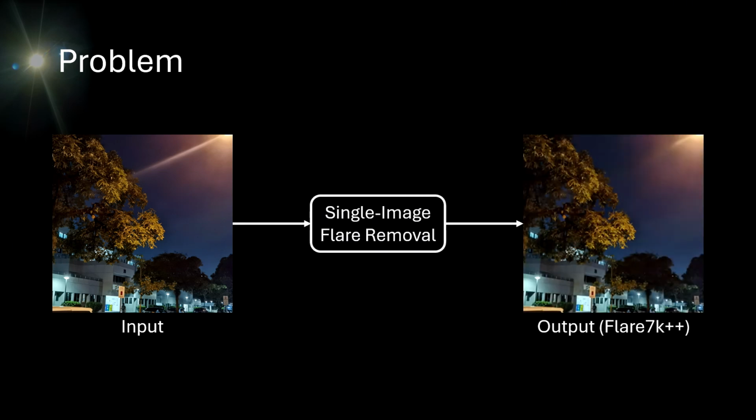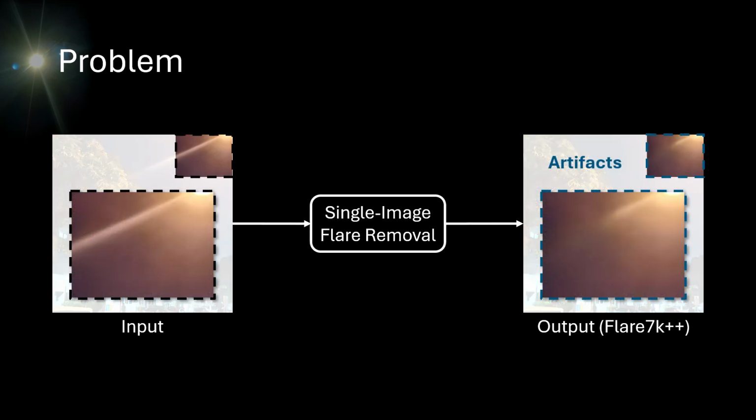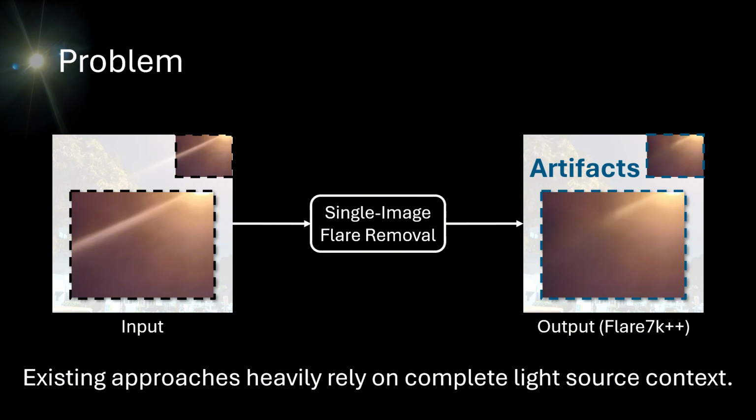However, while existing single-image flare removal models offer impressive capabilities, we identify a critical and fundamental limitation. To illustrate this issue, we take Flare 7K++ as an example. We observe that the model often produces unnatural artifacts when the light source is partially cropped or completely outside the frame. Consequently, the model struggles to remove the flare effectively, since it lacks sufficient information to infer the true light source location. As discussed earlier, the existing approaches heavily rely on complete light source context.